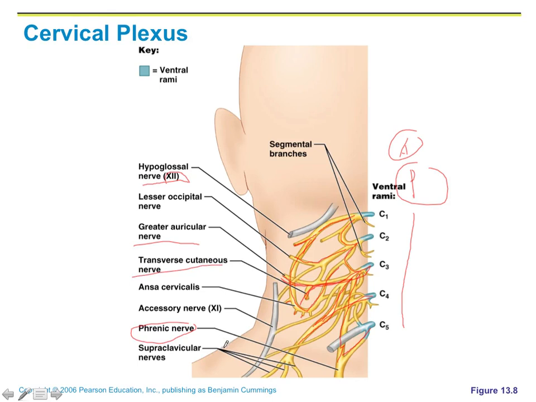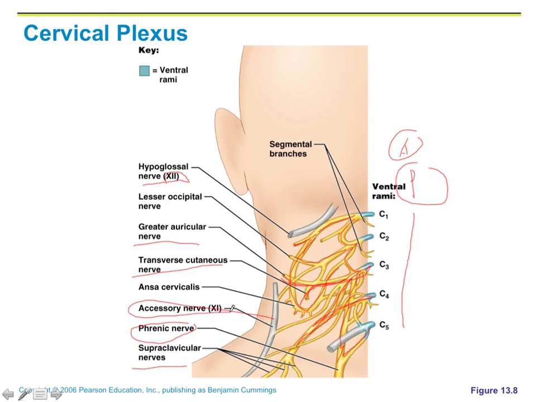So now let's take a look at the C4. We can see the C4 sends the fibers. The fibers were divided into three branches. So this is called the supraclavicular nerves. Okay, so here we have another cranial nerve.